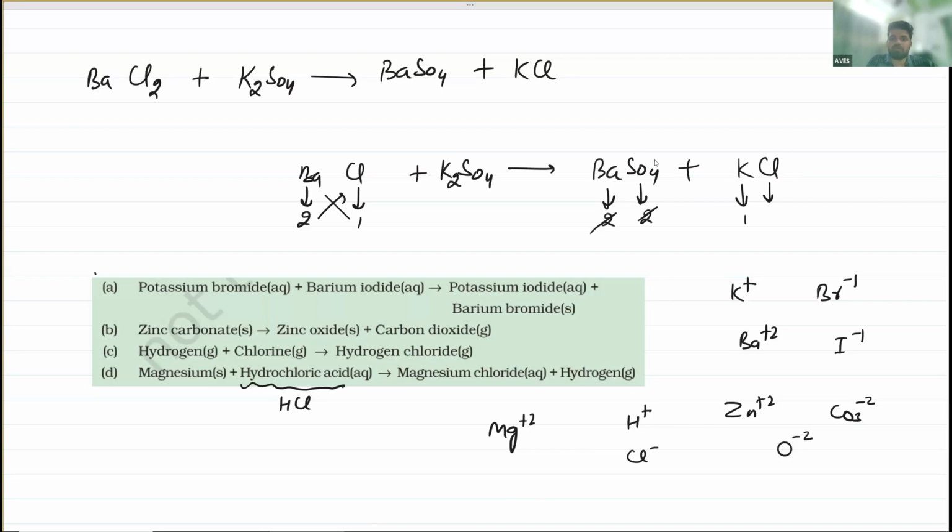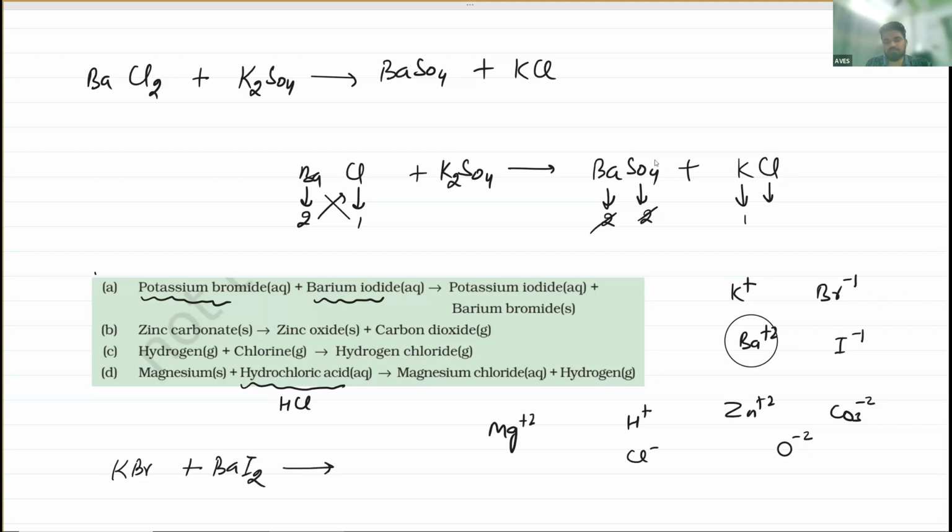Okay. So how can you write the formulas: potassium bromide, barium iodide, potassium iodide, and barium bromide? Potassium bromide is KBr. K, bromide is Br, so it will be KBr, because both have 1. Then barium iodide. Ba is 2 and iodide is 1, so cross multiply, BaI2.